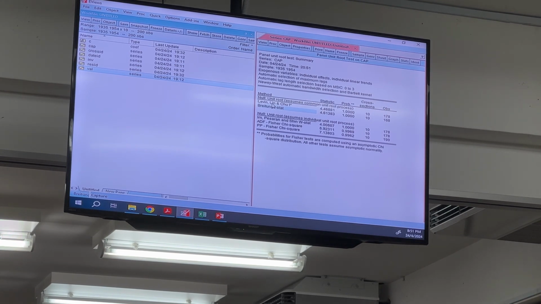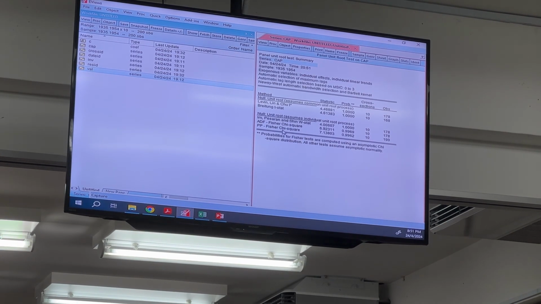Again, in this summary LLC and Breitung assume a common unit root, and the other three tests are for the individual unit root. All the results show here that the p-value is insignificant even at 10%, so we fail to reject the null for the CAP series.